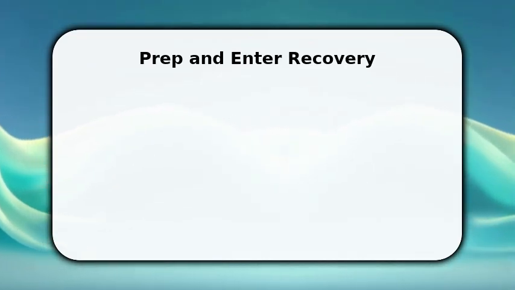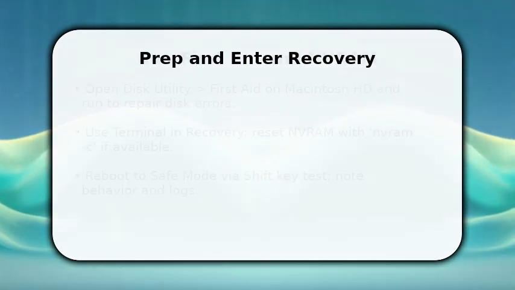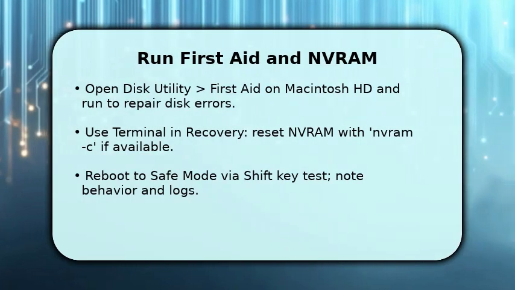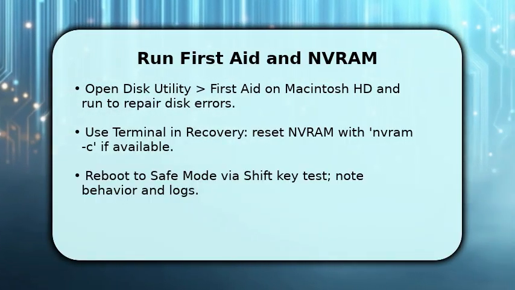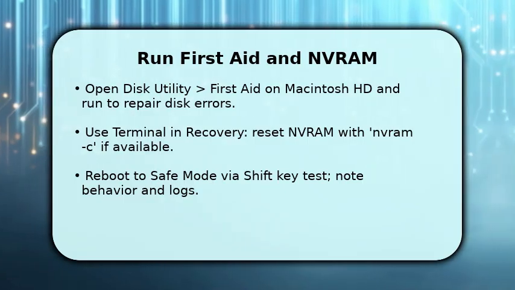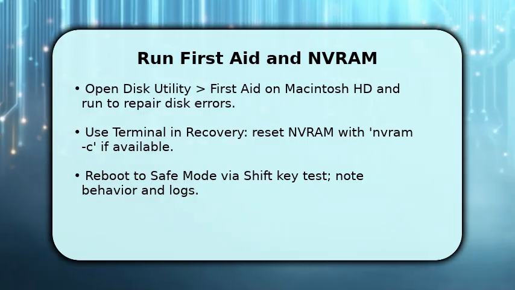Once in recovery, open Disk Utility and run First Aid on Macintosh HD to fix file system issues that force safe boot. After First Aid finishes, open Terminal. If NVRAM is present, run a quick clear to remove corrupt startup settings.